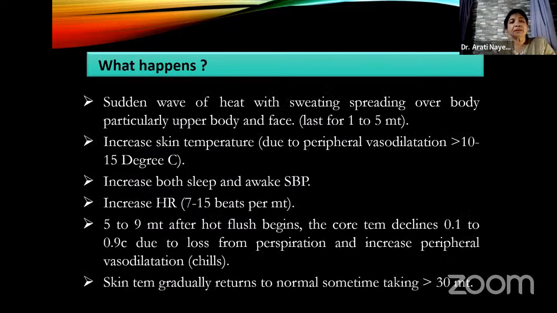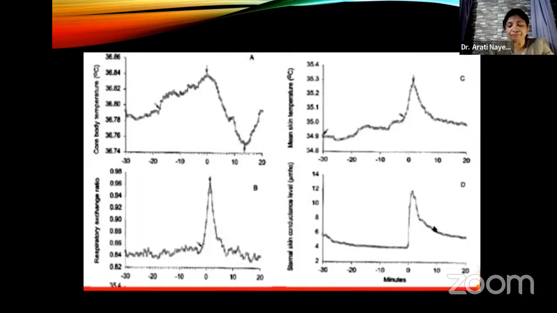Actually, what happens is there is a sudden wave of heat with sweating that spreads over the body, particularly the upper body and face, and there is increased skin temperature. 5 to 9 minutes after the hot flush begins, the core temperature declines, that is 0.1 to 0.9 degrees centigrade, due to loss from perspiration and increased peripheral vasodilation. Skin temperature gradually returns to normal, sometimes taking more than 30 minutes.